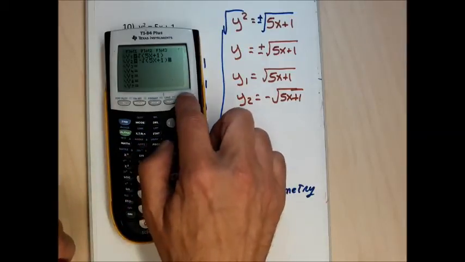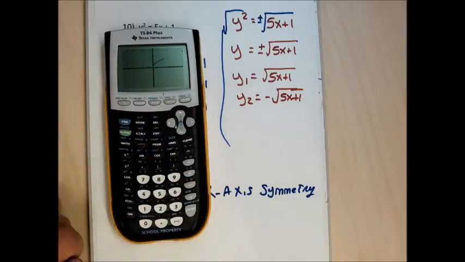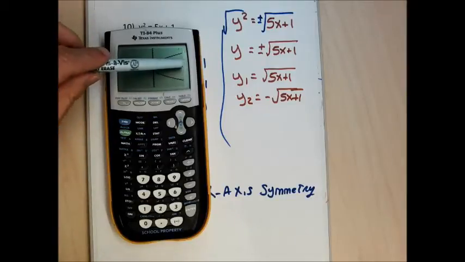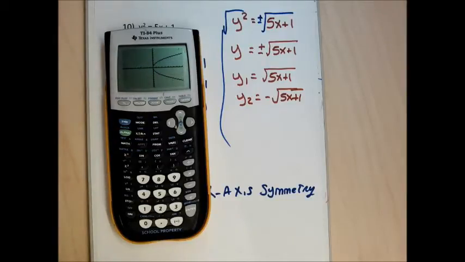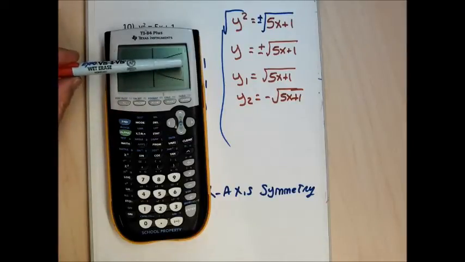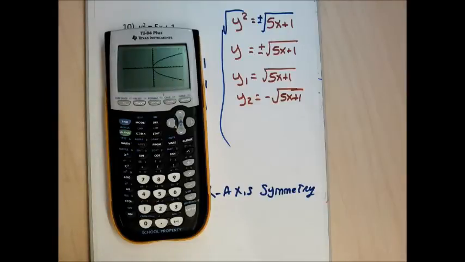And when I graph these, you'll see a graph that looks like it has x-axis symmetry, because a line that goes through the x-axis will cut it into equal halves. To have x-axis symmetry, the line that's drawn through the x-axis will cut the graph into equal halves, and that's what it does there.